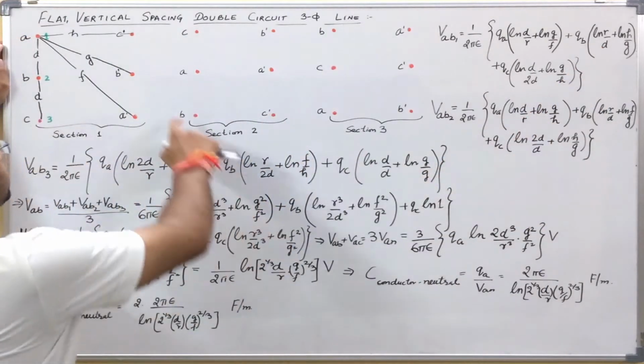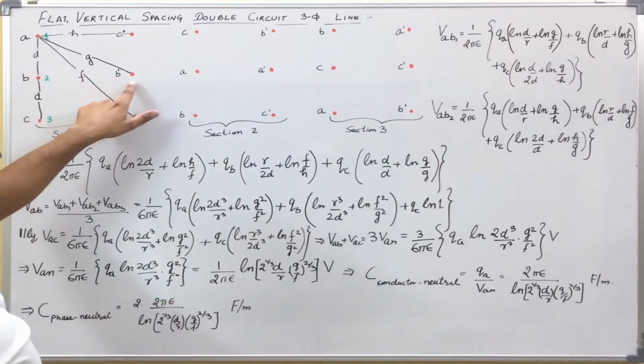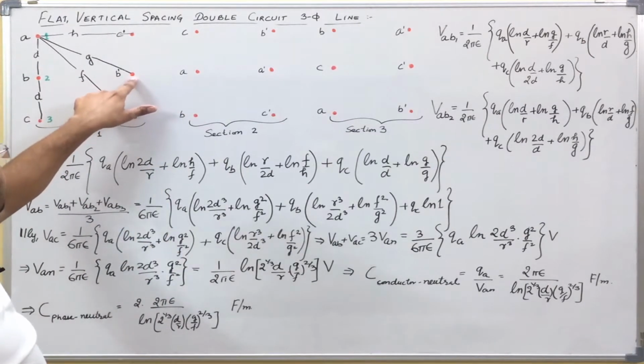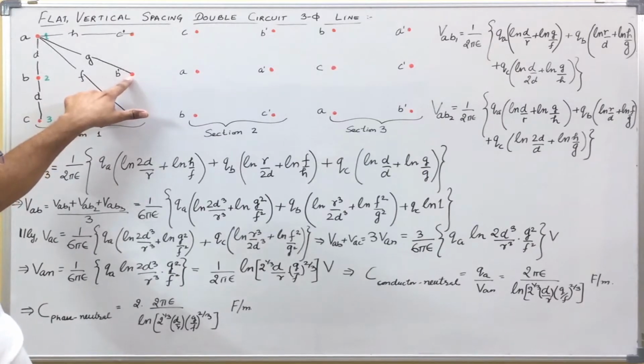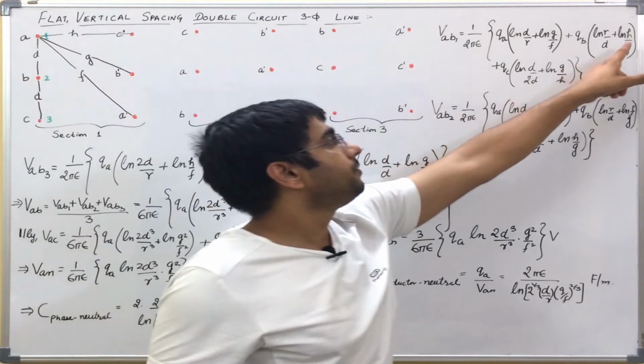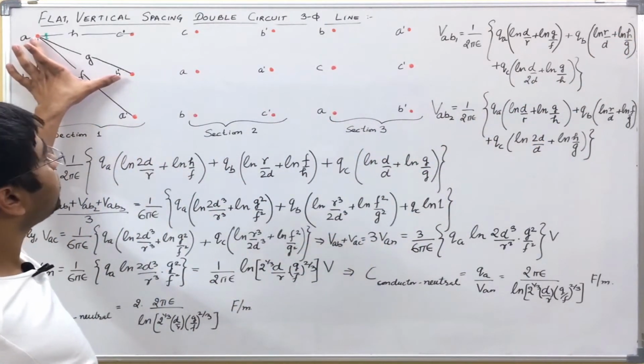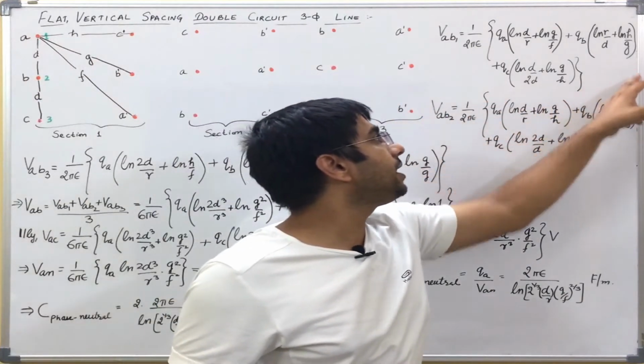Now let us come to the second conductor which is carrying QB charge. For this conductor, D2 is equal to this distance which is equal to H, which is the same here, and D1 is equal to this distance which is G, which is written here.